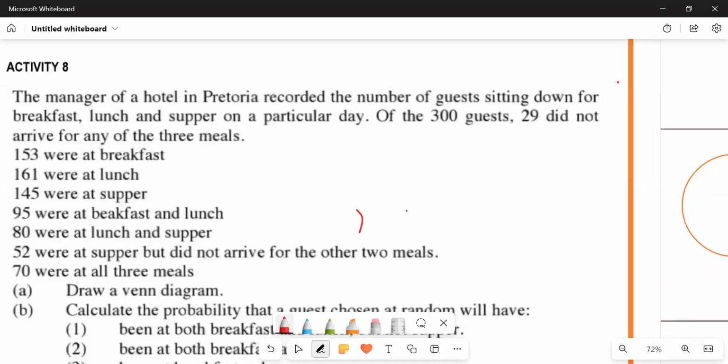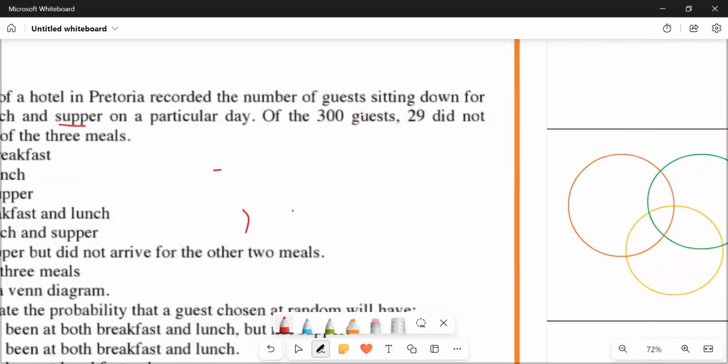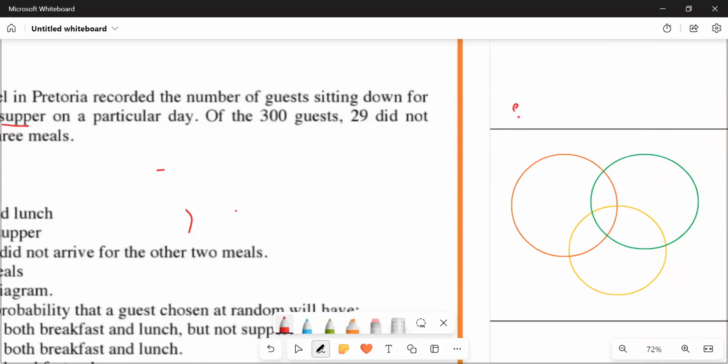A manager of a hotel in Pretoria recorded the number of guests sitting down for breakfast, lunch, and supper. So we're looking at three different events again. There's breakfast, lunch, and supper on a particular date, with 300 guests. So our sample space, we already know what it is: S N is going to be equal to 300.